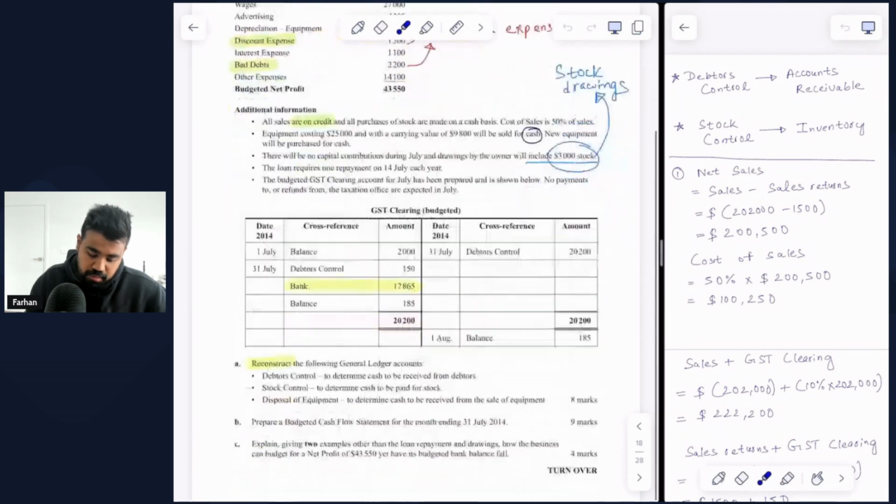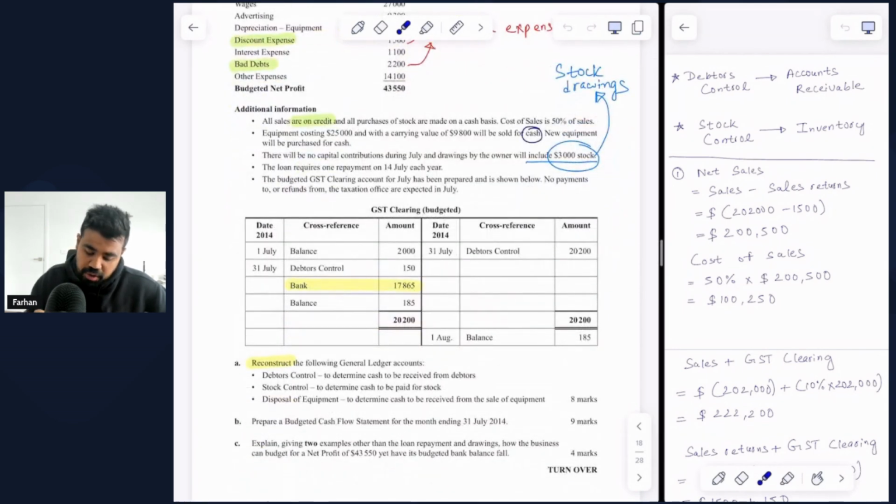The main requirement is to reconstruct the ledger accounts for debtors control, which is known as the accounts receivable in our current study design. In the old curriculum, we used to call accounts receivable debtors control, who are the same people as the credit customers of the business. These are the people to whom the business has sold inventory on credit. Then we have stock control, which is now known as inventory, and disposal of equipment as it is. And then we are required to prepare the budgeted cash flow statement and answer the question given in part C.